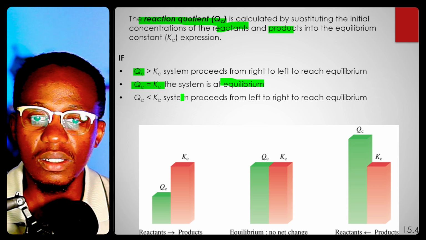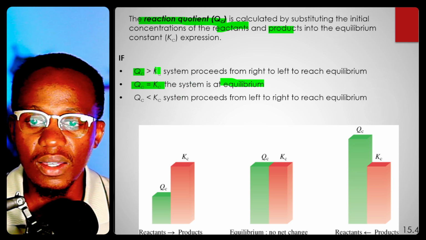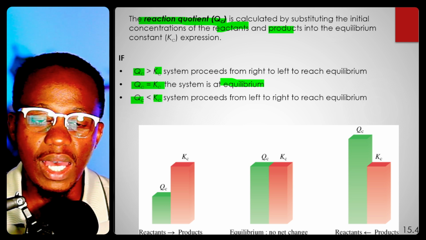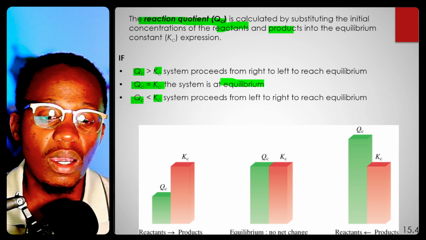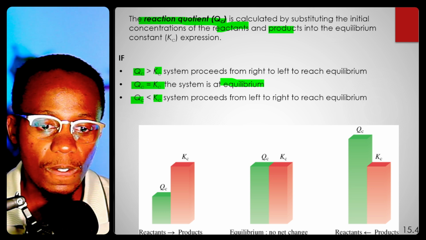But when Qc is over Kc, we go to the right. When Qc is under Kc, we go to the left, right? So that's pretty much what determines that.